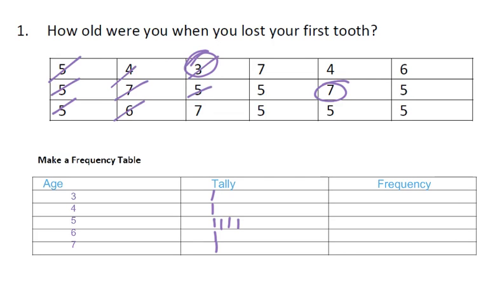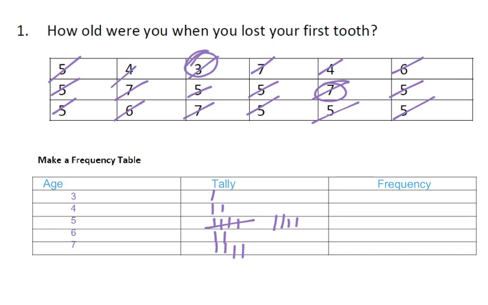5, 7, 7, 5. I have another 5, a 4, a 7, a 5, a 6, a 5, and one more 5.